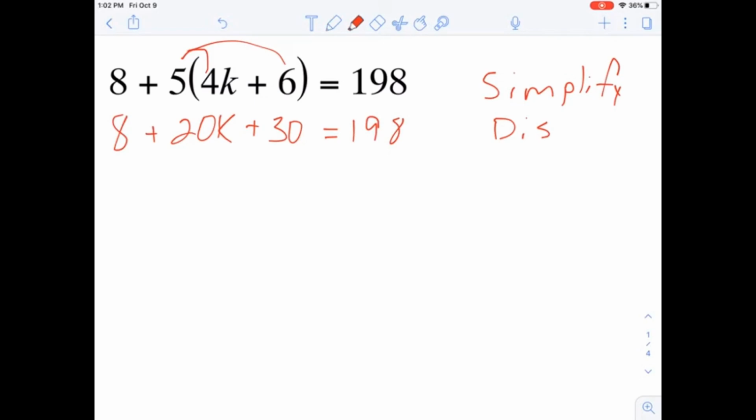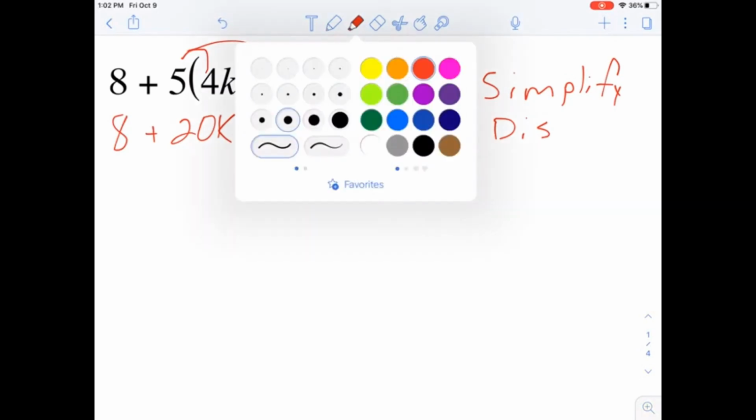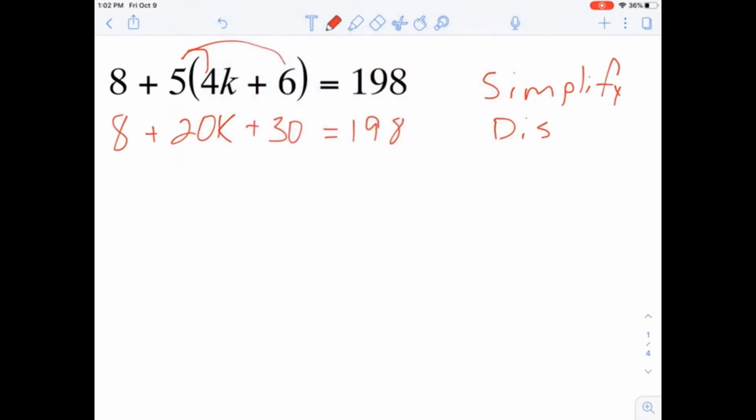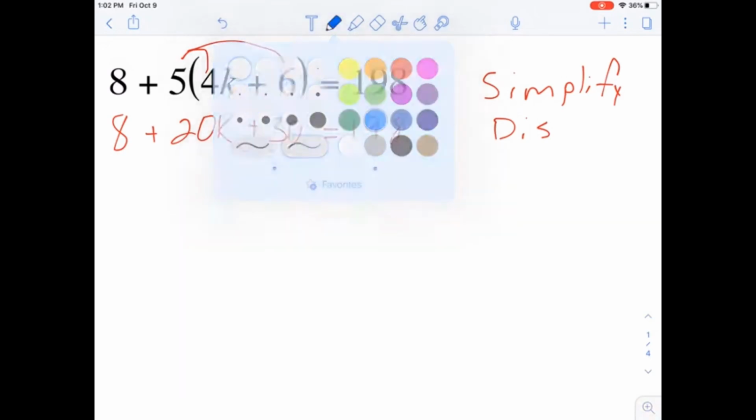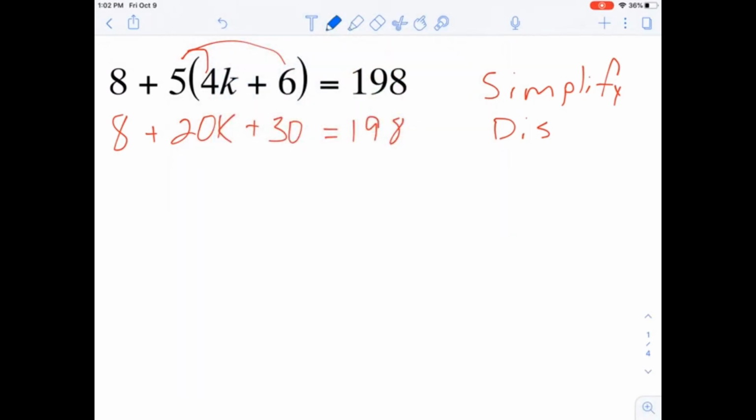The next thing that we're going to do on this problem is we're going to look for like terms. And so we're going to combine the like terms. This is, again, a simplifying act. You only do it on one side of the problem. So we can see that 30 and 8 are both regular numbers. They don't have a variable attached to them. So I can add those two together. And so 8 plus 30 is 38.